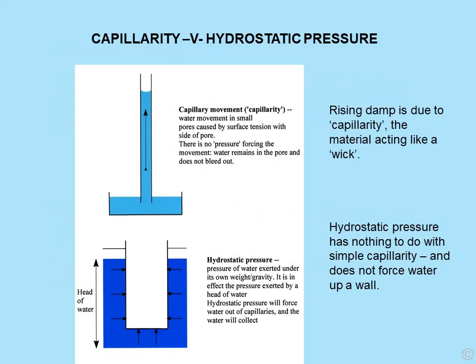Capillarity and hydrostatic pressure. Capillary movement is water movement in small pores caused by the surface tension of the liquid with the side of the pore. There is no pressure forcing this movement. Rising damp is simply due to capillarity, the material acting like a wick. On the other hand, hydrostatic pressure is the pressure of water exerted under its own weight or gravity. Hydrostatic pressure will force water out of capillaries and the water will collect. Hydrostatic pressure has nothing to do with simple capillarity and does not force water up a wall to form rising damp.